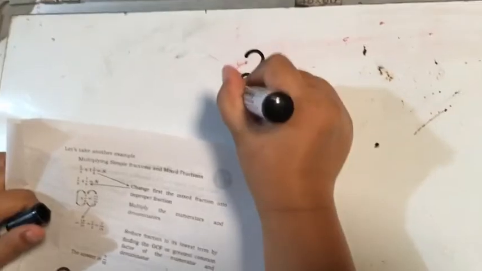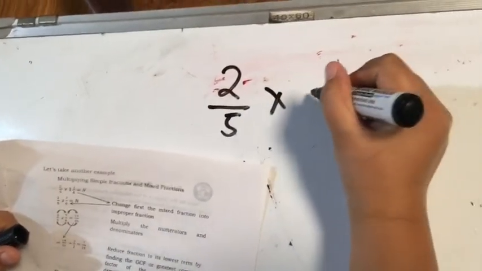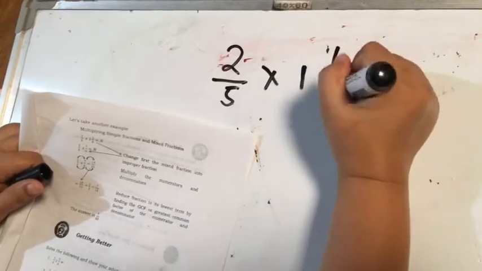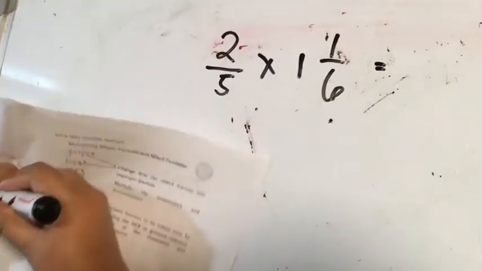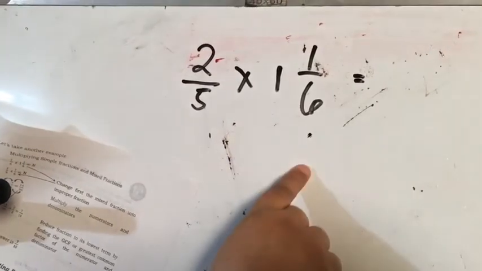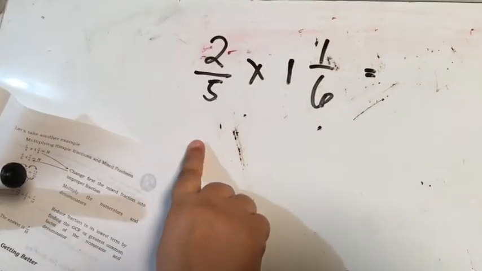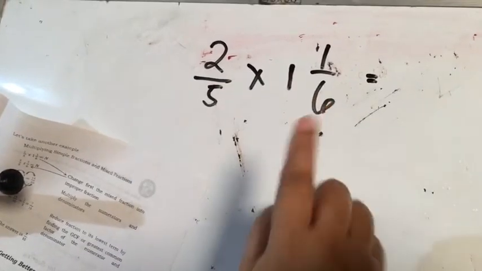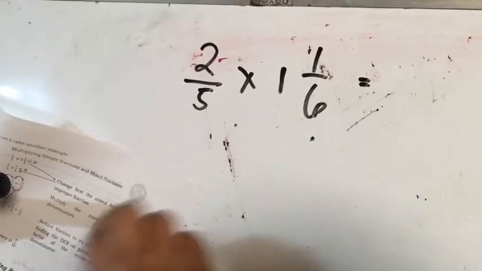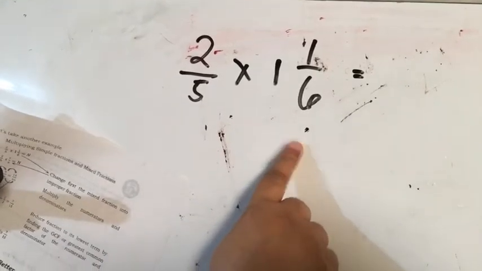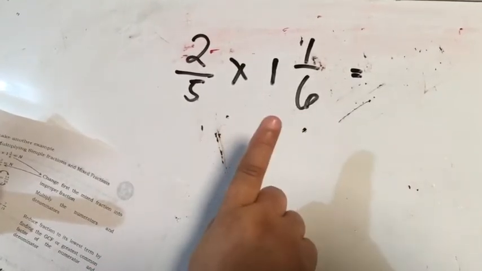I want you to move to page 3. Okay, so we have here a simple fraction, just like 2/5. I'm going to write here 2/5 times 1 and 1/6. Now, as you notice, this one is a proper fraction multiplied by a mixed form. You cannot multiply directly because it is a combination of two different forms. So you have to change this mixed form into improper first before you multiply.